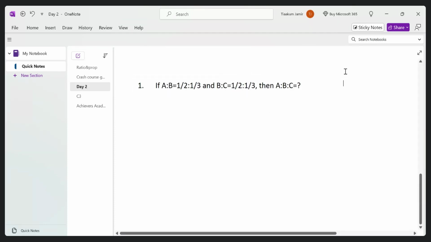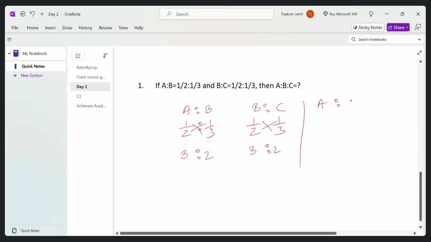Now we know we don't entertain fractions in a ratio. So this means what? A is to B is 1 by 2 is to 1 by 3, and B is to C is 1 by 2 to 1 by 3. Just do the cross multiplication. This will give us 3 is to 2. Similarly here, this will give us 3 is to 2. Then A is to B is to C: AB is 3, 2. BC is 3, 2.